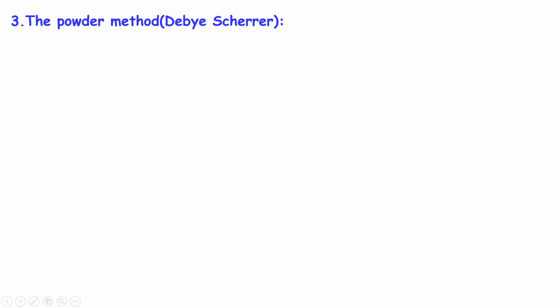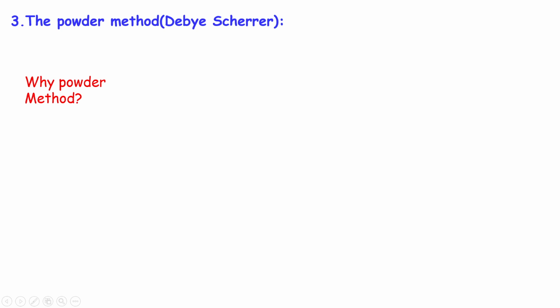Students, in the previous lecture we have seen the two methods of X-ray diffraction. One was the Laue method and the second one was the rotating crystal method. Then why is the powder method useful as compared to the Laue method and the rotating crystal method?